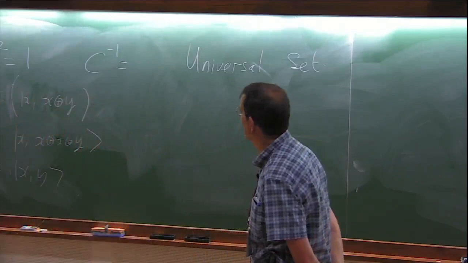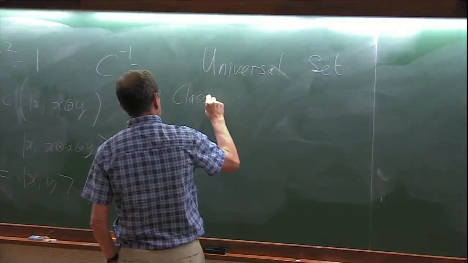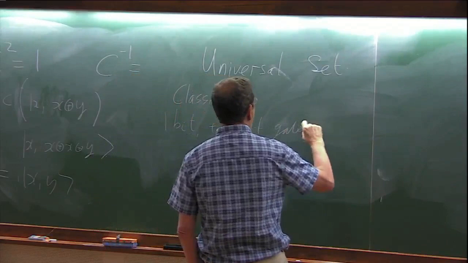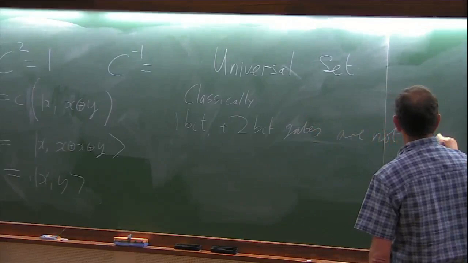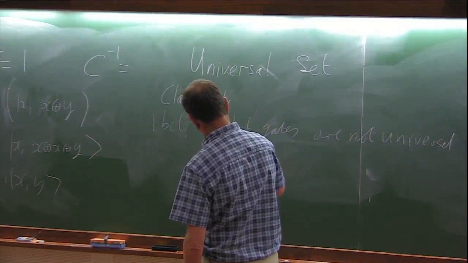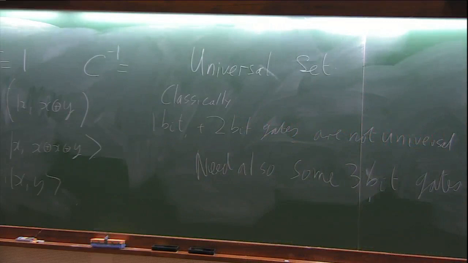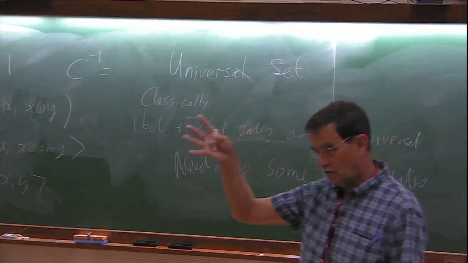Classically, which is what we're doing up to now, the one-bit gates we've been talking about and the two-bit gates are not enough, are not, in this jargon, universal. You need also some 3-bit gates. Now, I'm certainly not going to prove that. I make that as a statement of interest because we're right now going to go to quantum.